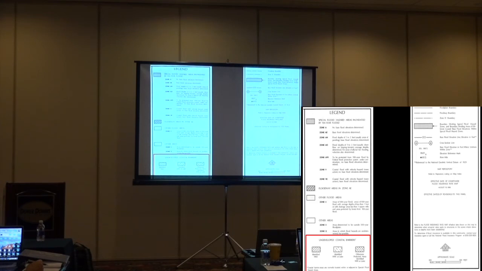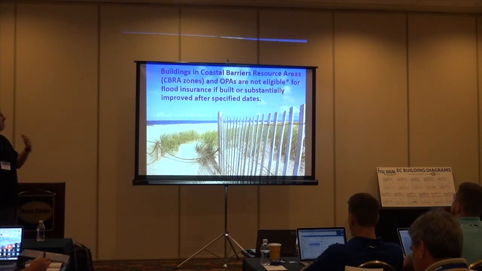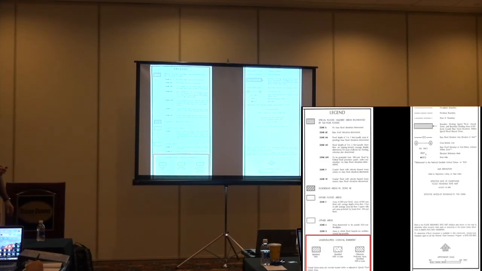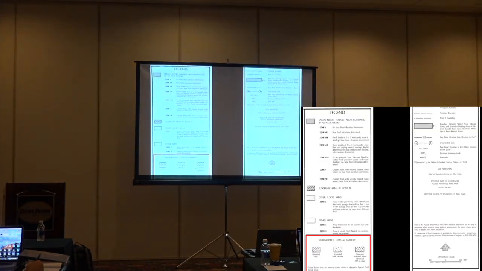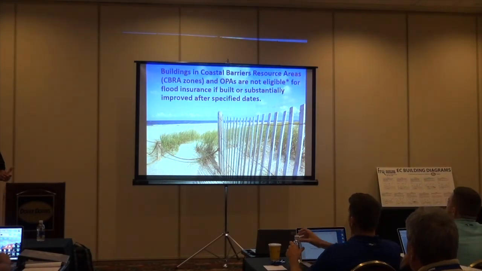So now here's where we turn the regulatory into what we can read on the map. So let's see what this says again. Buildings in coastal barrier resource areas or otherwise protected areas are not eligible for flood insurance if built or substantially improved after specified dates. So if I go back to my map and somebody has a house that they live in, in this area, and on my map right on the coast I see these diagonal lines, they might have flood insurance now, but they have a fire and they have to rebuild it and it's substantially damaged, which leads to a substantial improvement. Can they buy flood insurance now?